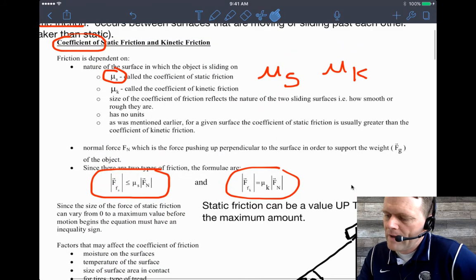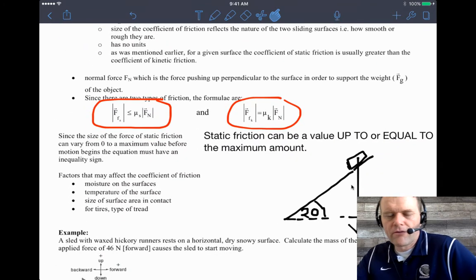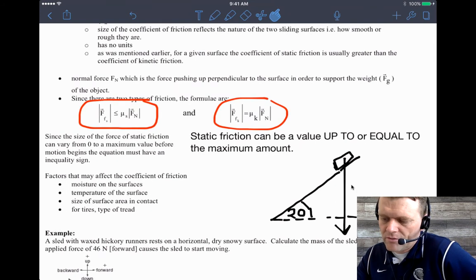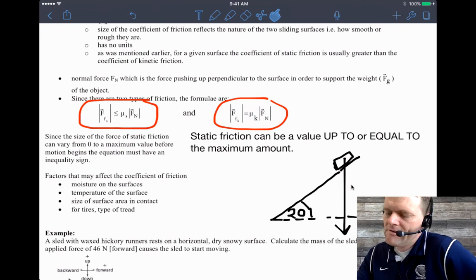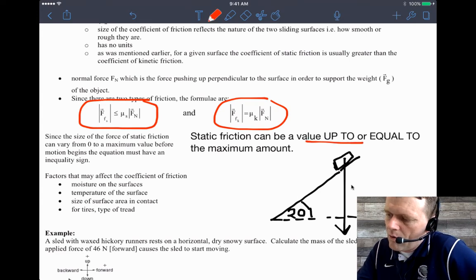So back here, I tried to clarify a bit on what the static friction formula really means. It says there, since the size of the force of static friction can vary from 0 to a maximum before motion begins, the equation must have an inequality sign. What I like to do is compress that right here, where it says static friction can be a value up to or equal to the maximum amount.